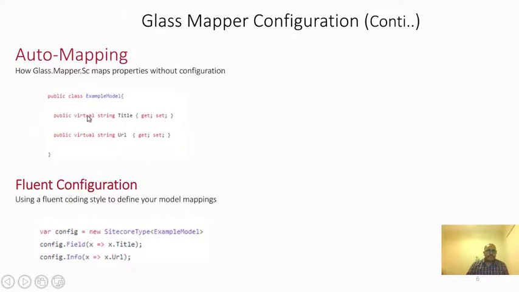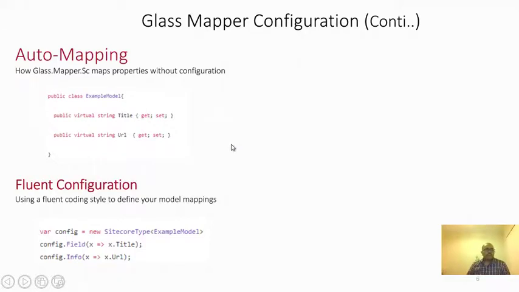In a normal C# class, just use virtual. In the fluent configuration, as I said, some people like that one because they don't want to be tightly coupled to the model. I want to separate the configuration from the model. Then you can declare the model just like normal C#, and write this configuration separately. Later on, if you don't want to use the Glass.Mapper configuration, just comment out this section, and that is enough. You don't need to touch the actual model.